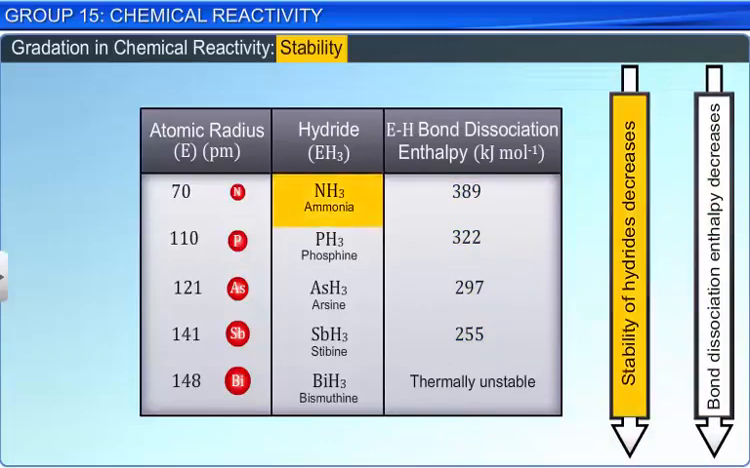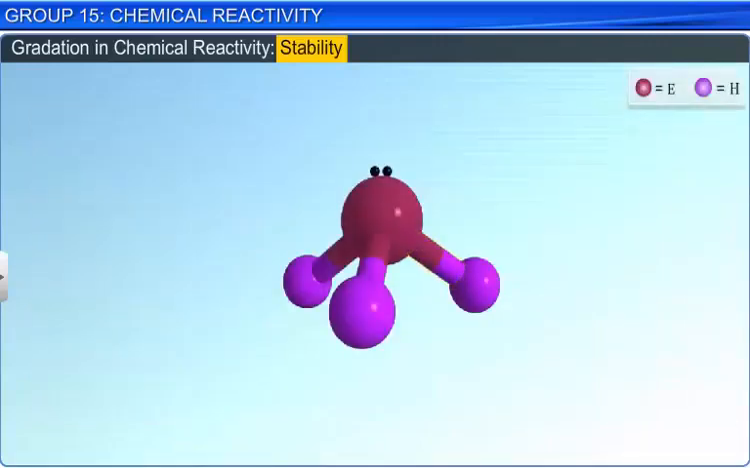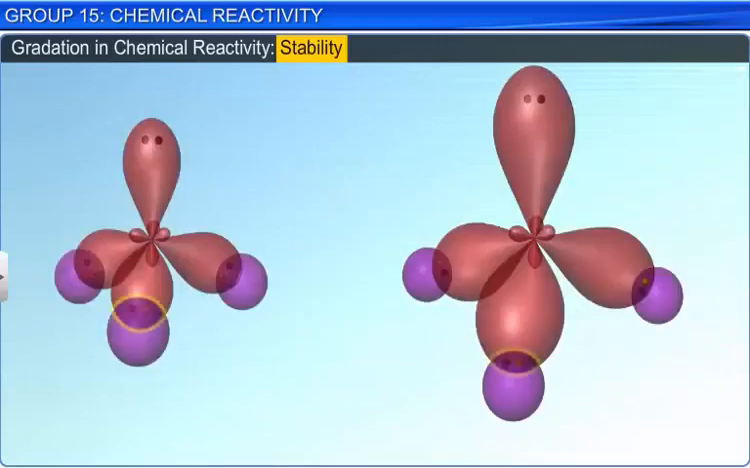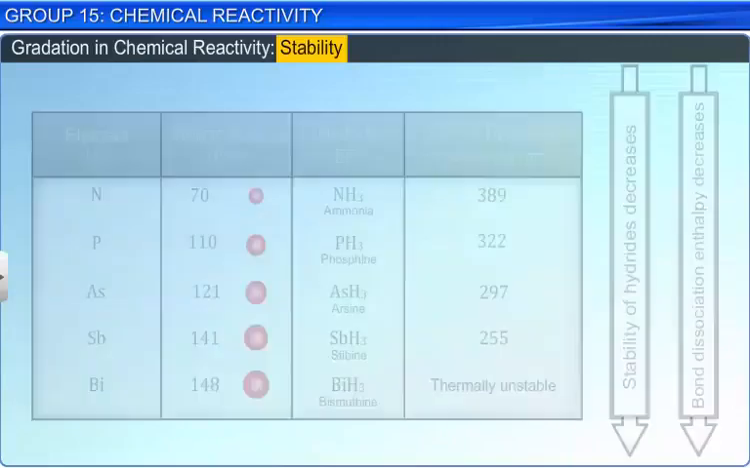This is because the central atom E increases in size down the group. With the increase in the size of the central atom, the E-H bond becomes weaker. In other words, with the increase in size, the overlapping between the orbitals of E and hydrogen will not be effective. This accounts for the decrease in the stability of hydrides as we move down the group.